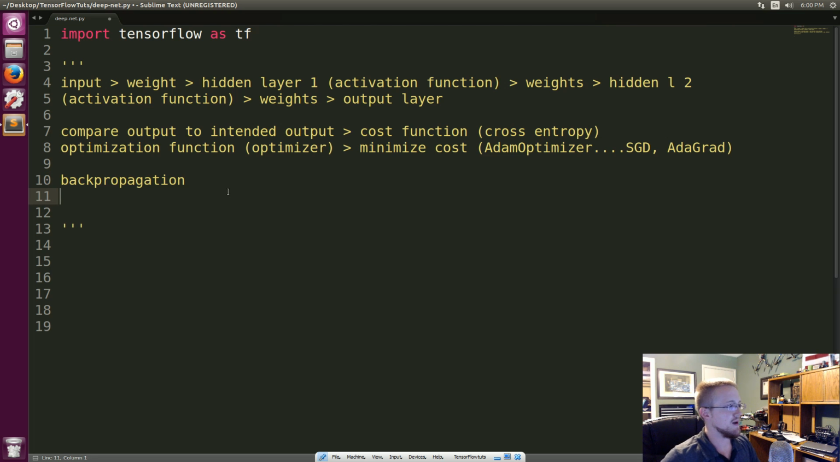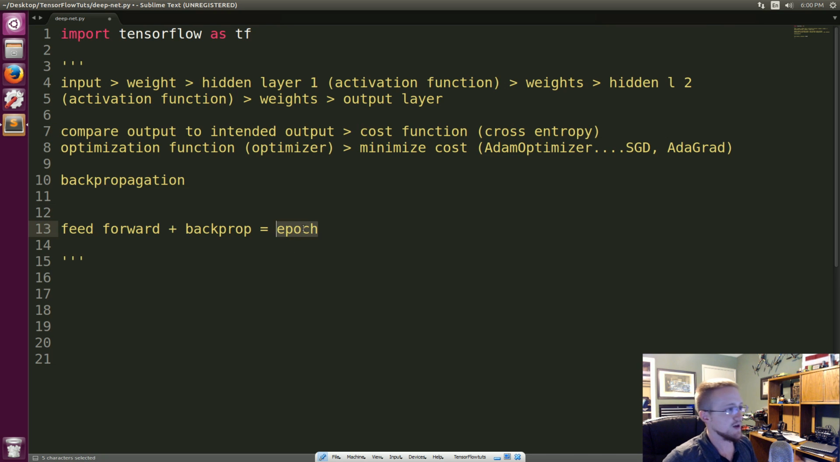Okay? And then feed forward plus backprop equals an epoch. That's one cycle of feed forward and backprop. And you're going to do that maybe 10 times, 15 times, 20 times. And hopefully each time you cycle through, you're lowering the cost function.